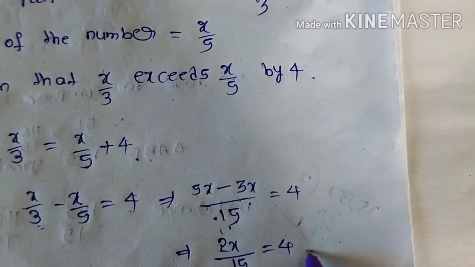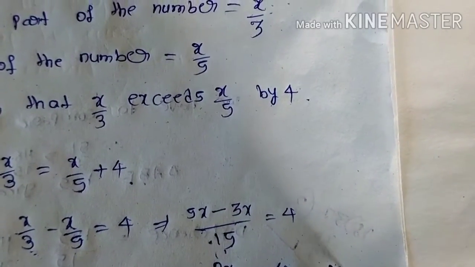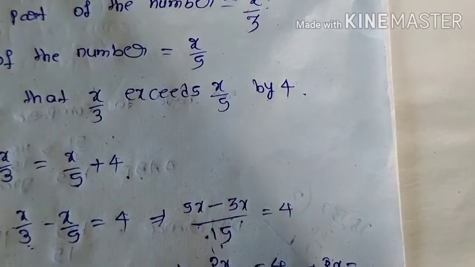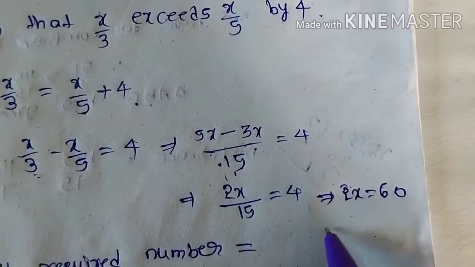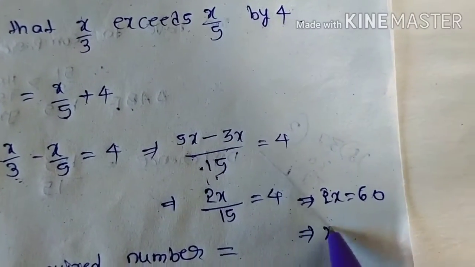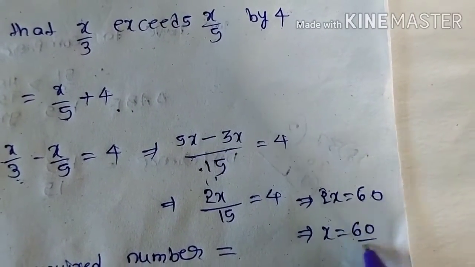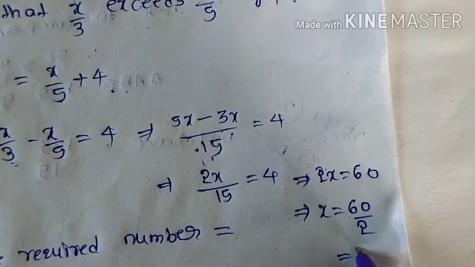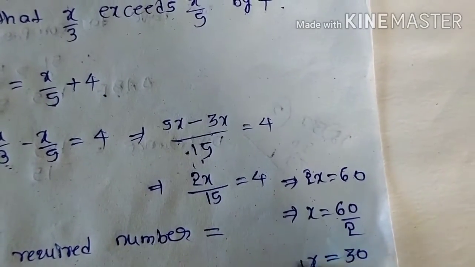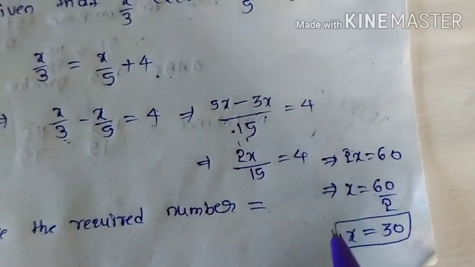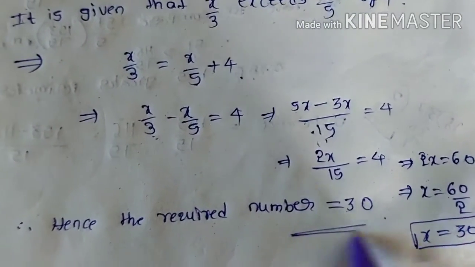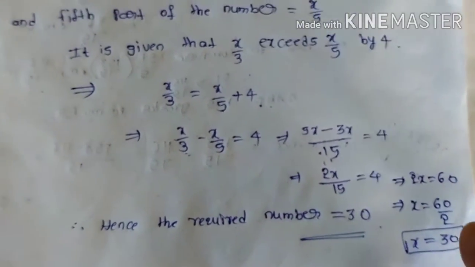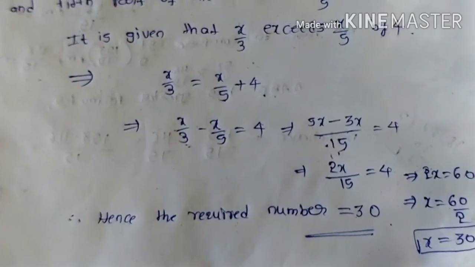Implies 2x is equal to 15 into 4, how much? 60 only. Implies x is equal to 60 by 2. 60 by 2 is equal to 30. X is equal to how much? 30. The required number will be 30. Therefore, the required number is 30, this is your solution.